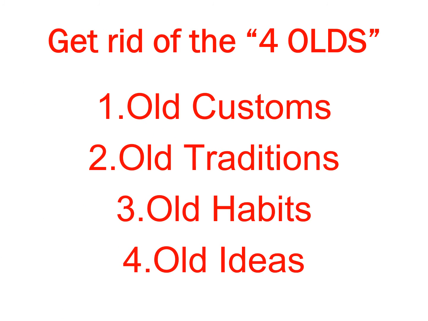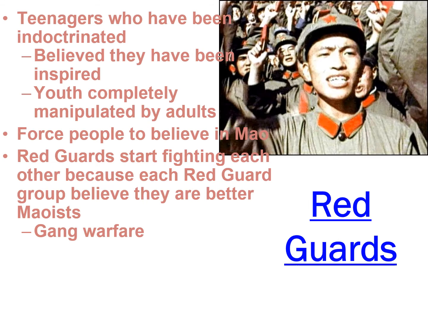But in the proletariat revolution, there was a slogan: get rid of the Four Olds. The Four Olds were old customs, old traditions, old habits, old ideas. All these old ideas must be destroyed in this new revolution that Mao was doing. And with the Red Guards, teenagers who had been indoctrinated now believed they had been inspired to carry out this great change. These youth were, however, completely manipulated by the adults, but they were a force of people who believed in Chairman Mao's teachings and what he was talking about.